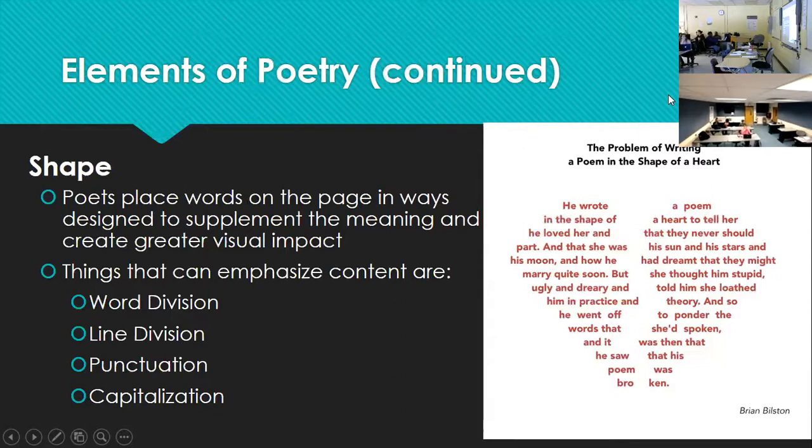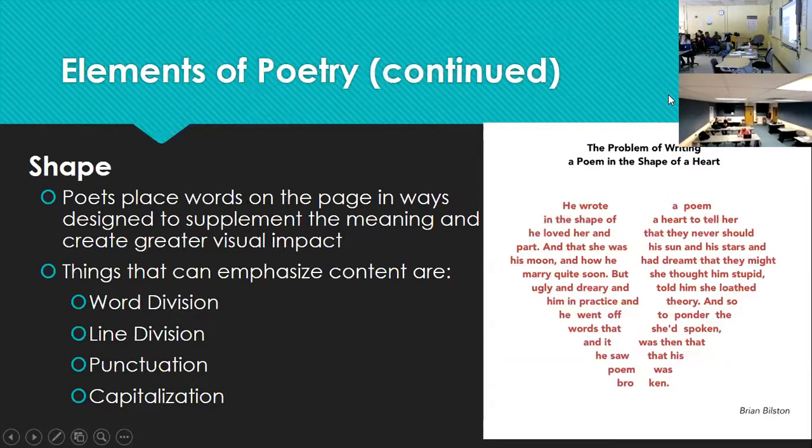I'll read it. It says, he wrote a poem in the shape of a heart to tell her he loved her and that they never should part, and that she was his sun and his stars and his moon, and how he had dreamt that they might marry quite soon. But she thought him stupid, ugly, and dreary, and told him she loathed him in practice and theory. And so he went off to ponder the words that she had spoken, and it was then that he saw that his poem was broken.